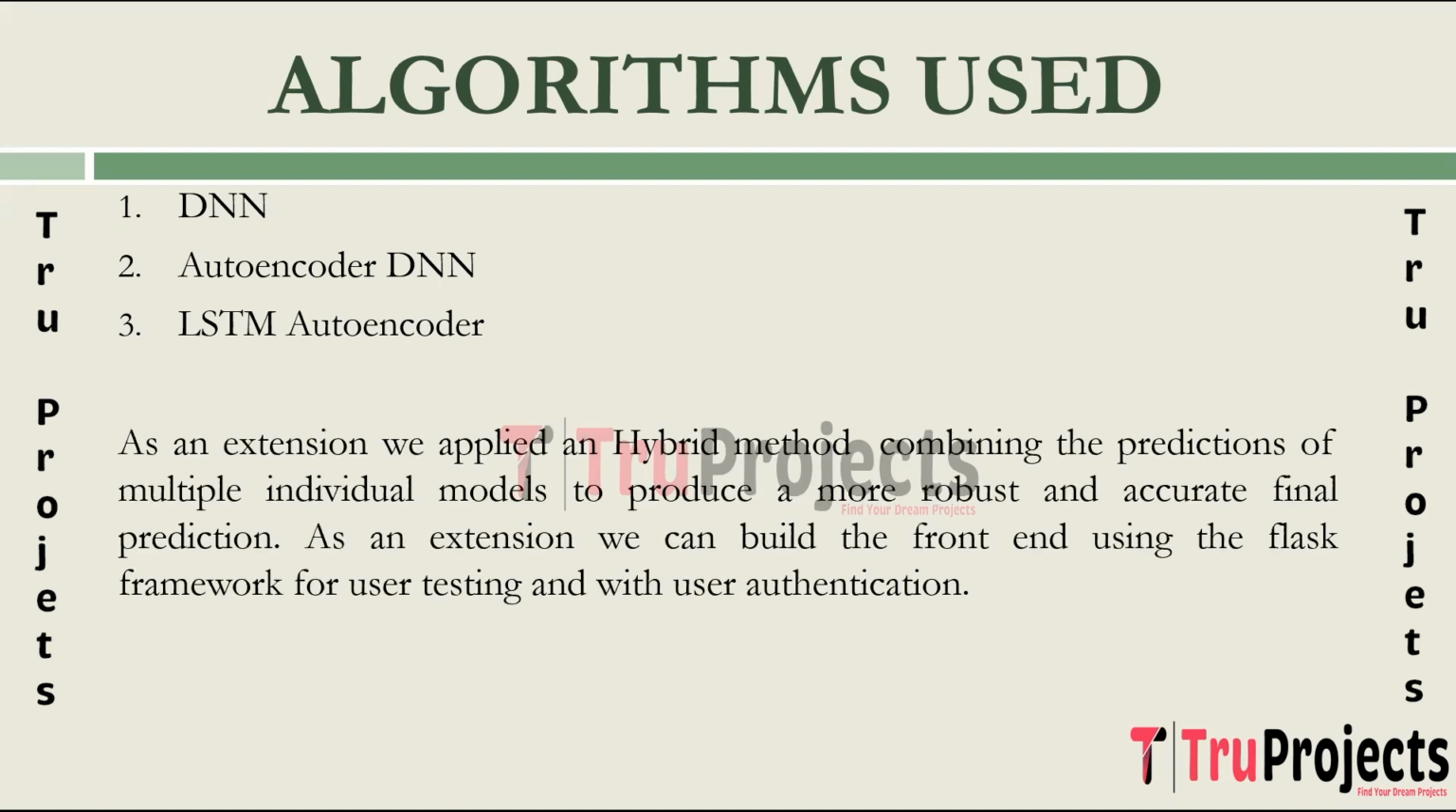As an extension, we applied a hybrid method combining the predictions of multiple individual models to produce a more robust and accurate final prediction. Also, as an extension, we built the front end using the Flask framework for user testing with user authentication. We have used accuracy, precision, recall, and F1 score, which are the performance metrics to evaluate this project. So here we have comparison graphs for all those metrics for the dataset, which is KDD Cup 99.